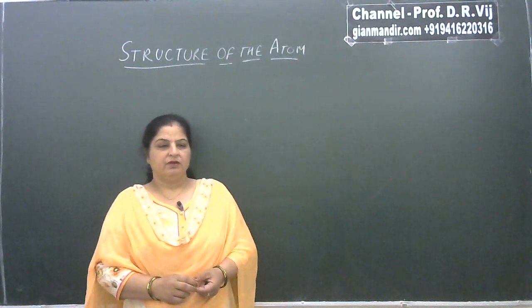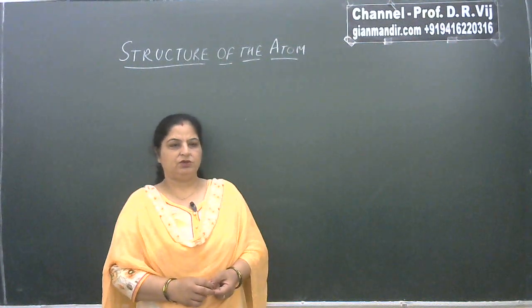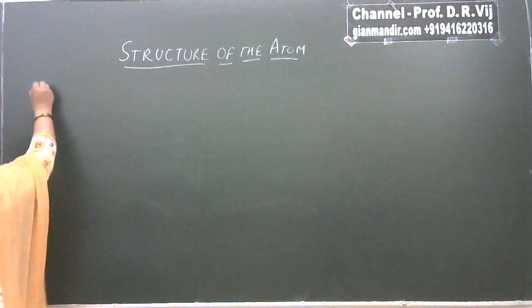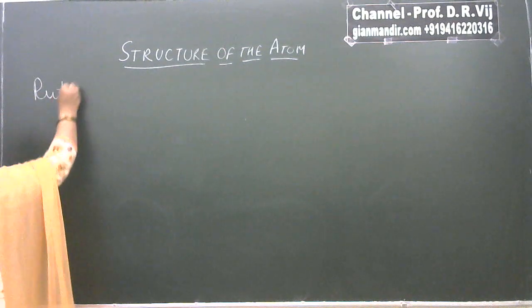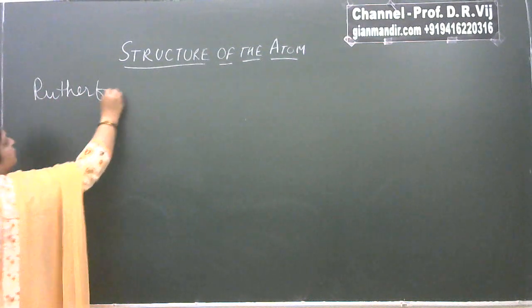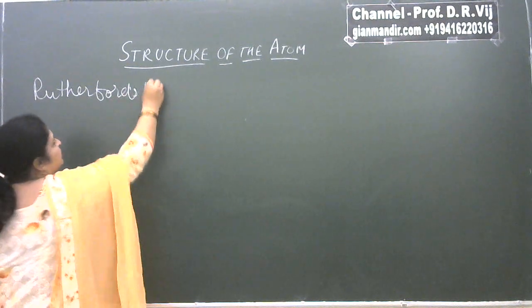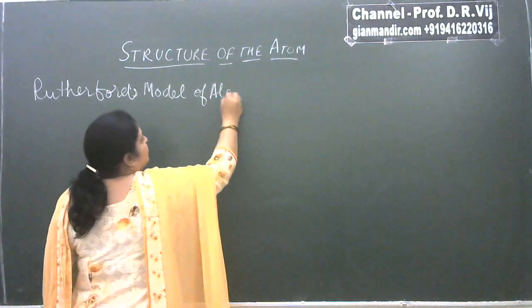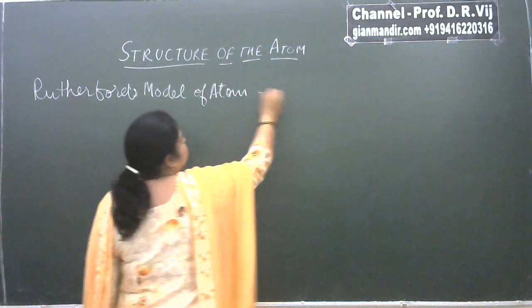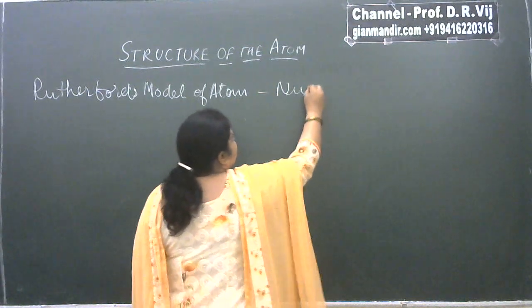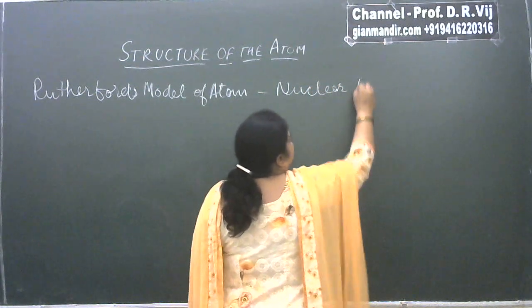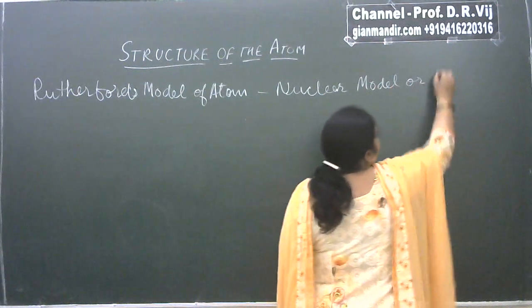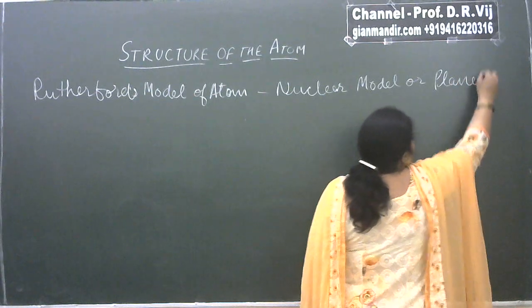Hello dear students. After discussing Thomson's model of atom, the next model of atom is Rutherford's model of atom. Today we'll have a look at Rutherford's model of atom, which is also known as the nuclear model or planetary model of atom.